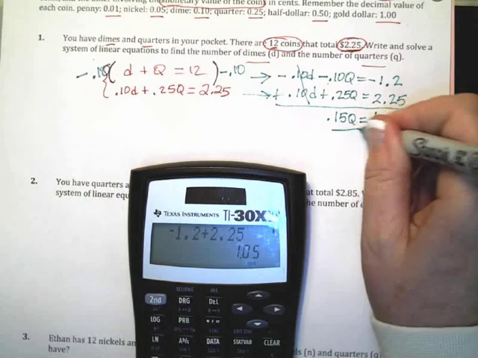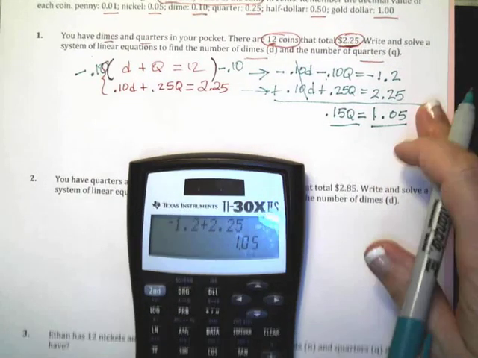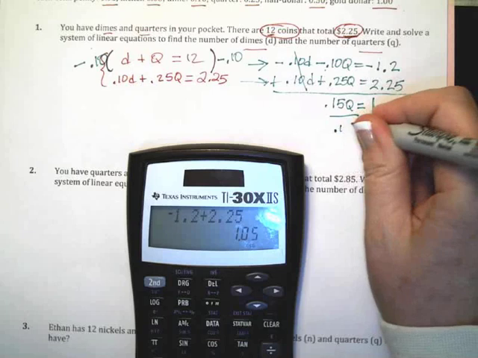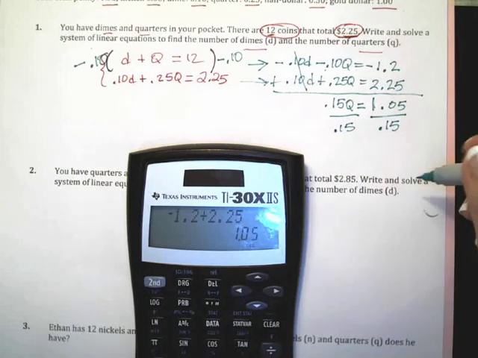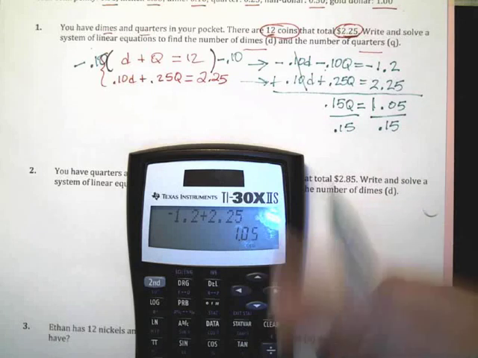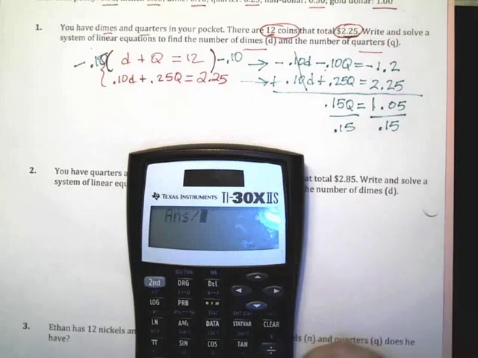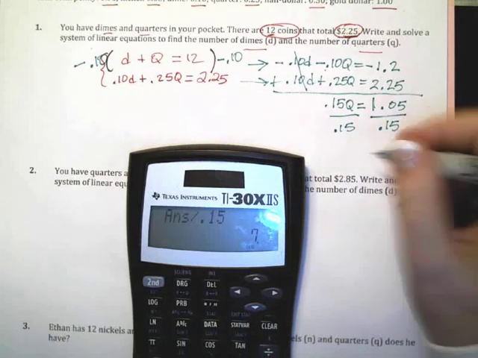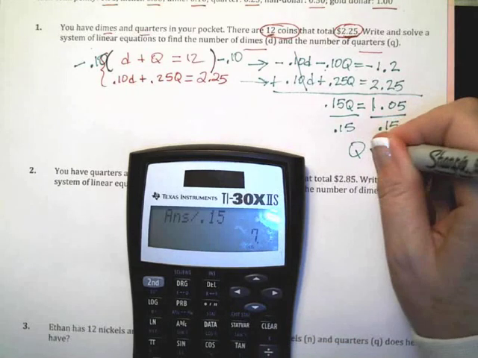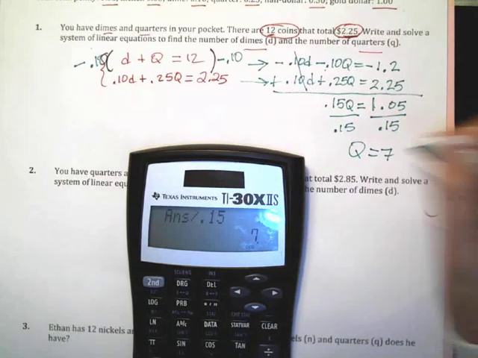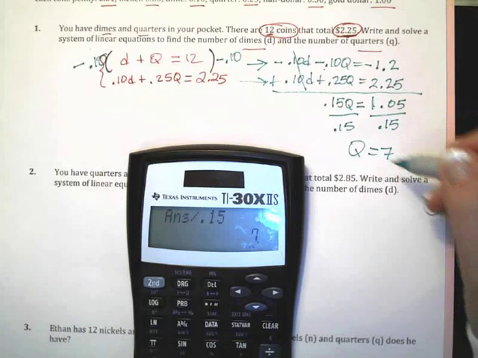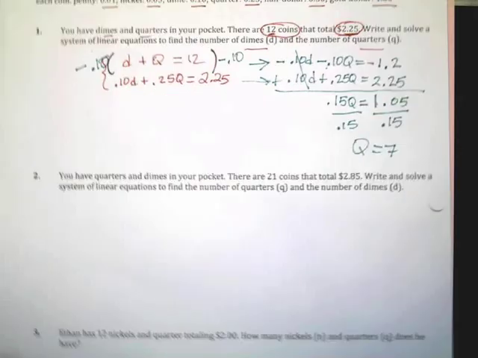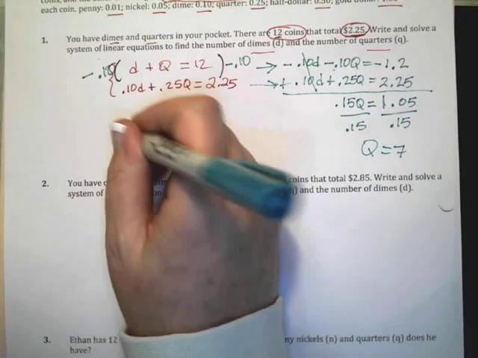The last step would be to divide both sides by the number in front of Q. So let's go ahead and divide both sides by 0.15. So we already have the 1.05 up in the calculator. When we divide, we're getting hopefully a whole number, because we can't have a half of a quarter or a third of a quarter. So we just figured out that the number of quarters is equal to 7.